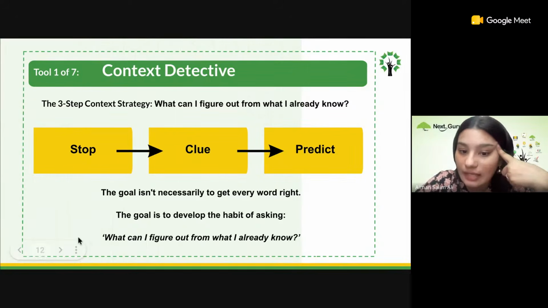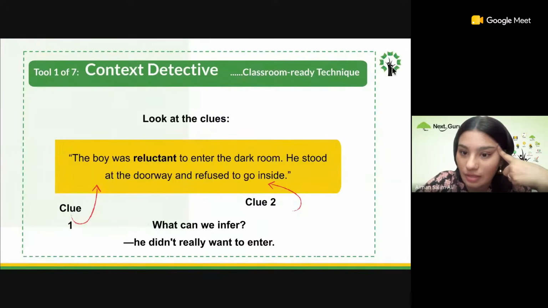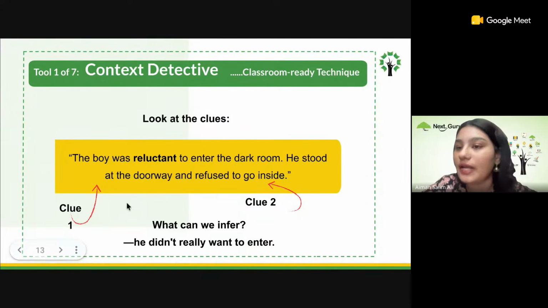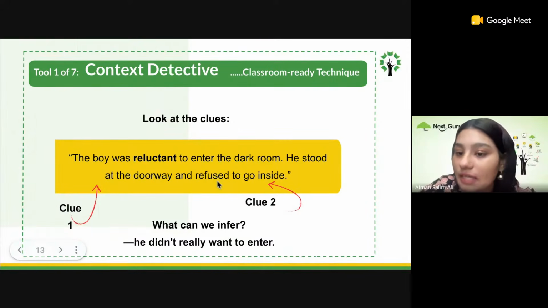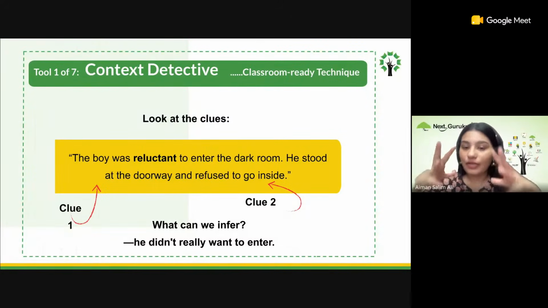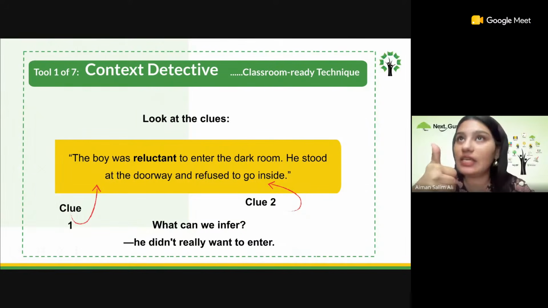And how does that look in action? Here are some clues that I can find out. Clue 1, he stood at the doorway. So the boy is standing at the doorway. That's our one clue. That is something that I could see happening. He's not going inside, right? He's just standing at the doorway. And the second clue is that he refused to go inside. He refused to go inside, meaning he's not going inside. So we have two clues here: one, he is standing at the doorway, and second, he's not going inside.